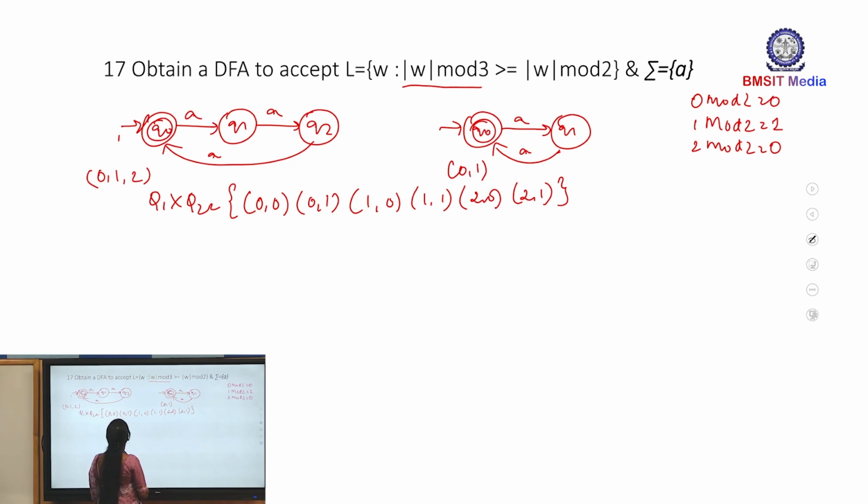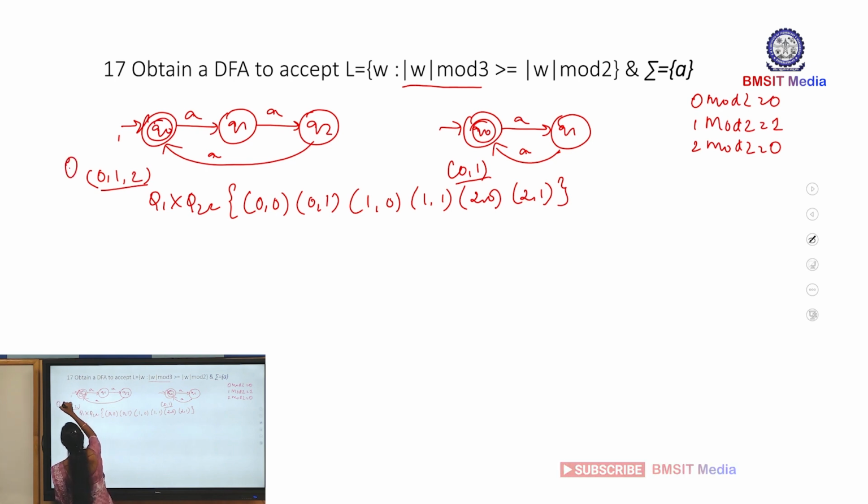Now, we have two conditions and both are given together as a condition in the language here. So what we do is take both the sets of states and do a cross product. In this case, we have the remainders 0, 1, 2 here, and here we have the remainders 0 and 1. So I'll take the cross product of this.